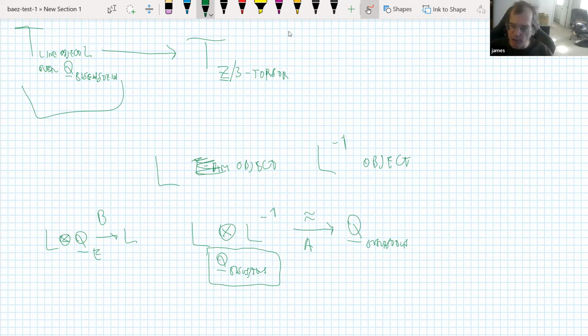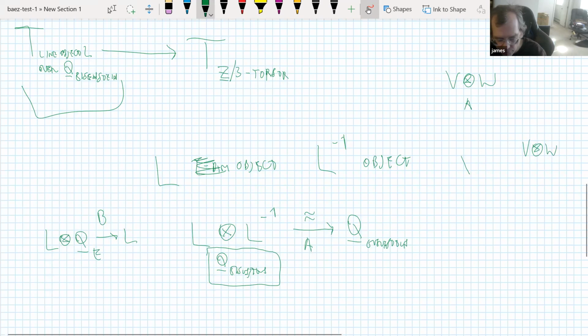And I guess the person who taught me about that was Jeff Egger. So what am I trying to say? It was something very straightforward. If you tensor, how does that work? It says if you want to tensor V and W over A or something like that, then you're taking the ordinary tensor product of V and W, but then taking some co-equalizer.